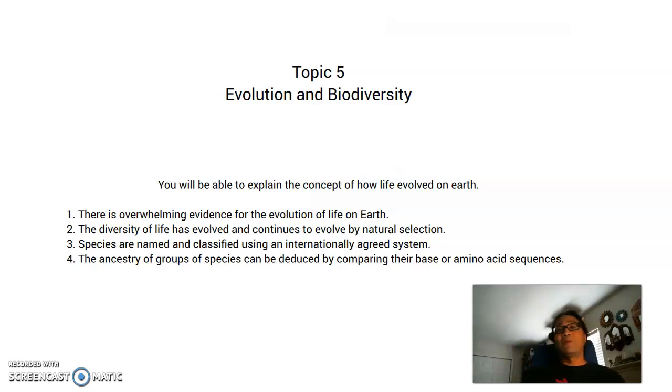Right, folks, we're now in topic 5, evolution and biodiversity, and the main goal is for you to be able to understand how the concept of evolution works and how life evolved on Earth. This is split into 4 different subtopics. First is evidence for evolution. How do we even have an idea that happened?